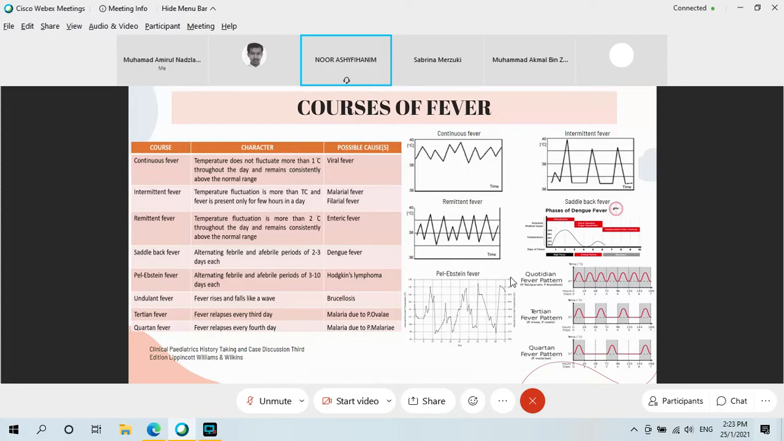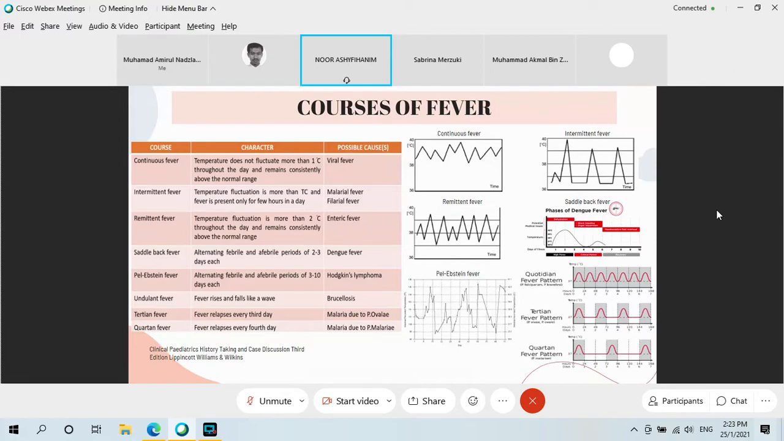Next is the remittent fever. The remittent fever has a daily fluctuation of more than 2 degrees Celsius, and the temperature does not return to the normal value, usually due to enteric fever. Next is the saddleback fever. It has a light chills pattern, as you can see in the graph at the right side.